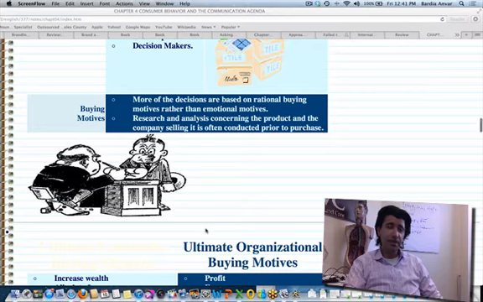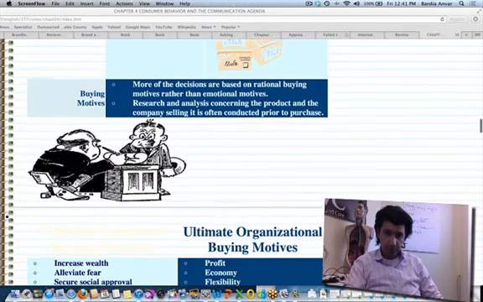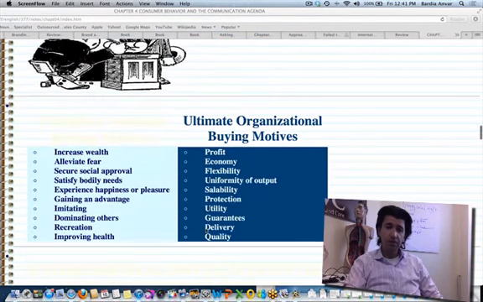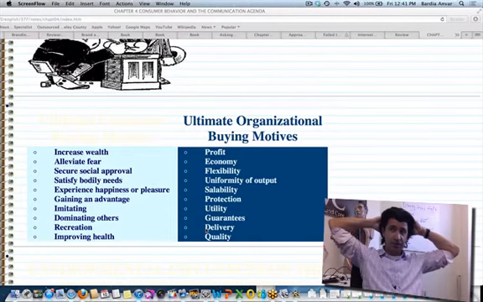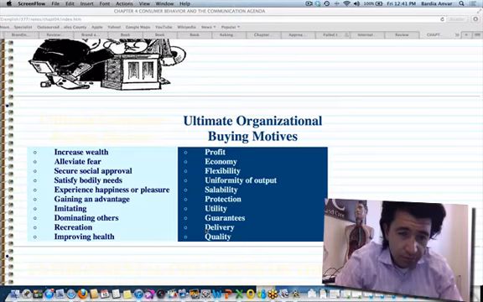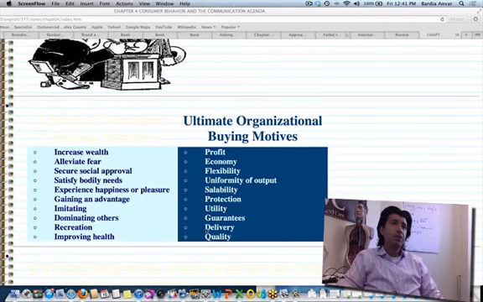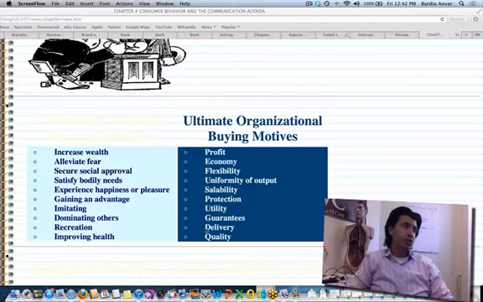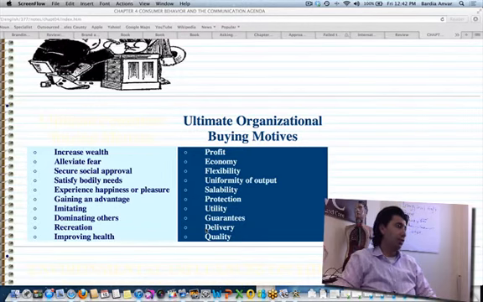More of the buying motives. So, ultimate organizational buying motives. One is, of course, to increase wealth, which is not really the business we're in. Alleviate fear, yes. Secure social approval. Does anybody know what social approval is?